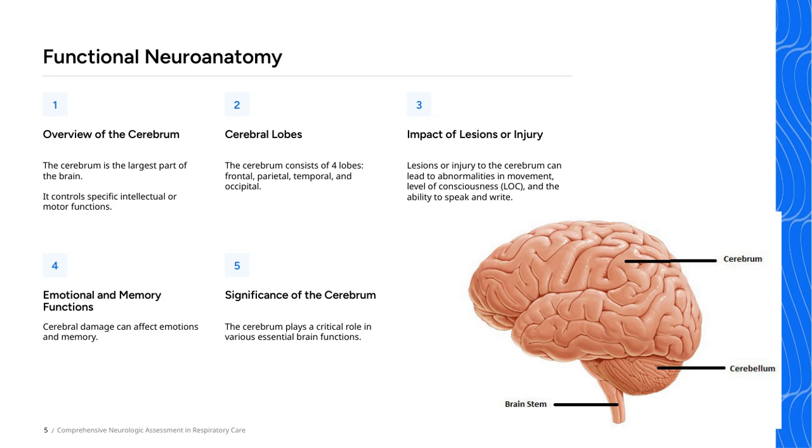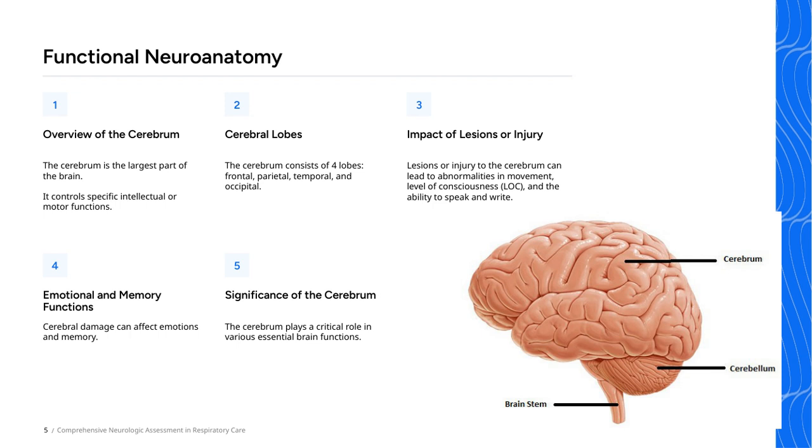Its significance cannot be overstated, especially because damage to the cerebrum can impact our emotions and memory, two vital aspects of our daily lives. When there's injury or lesions in this area, it can lead to abnormalities in movement, affect levels of consciousness, and even impair our ability to speak or write. This shows just how interconnected and complex the cerebrum truly is.